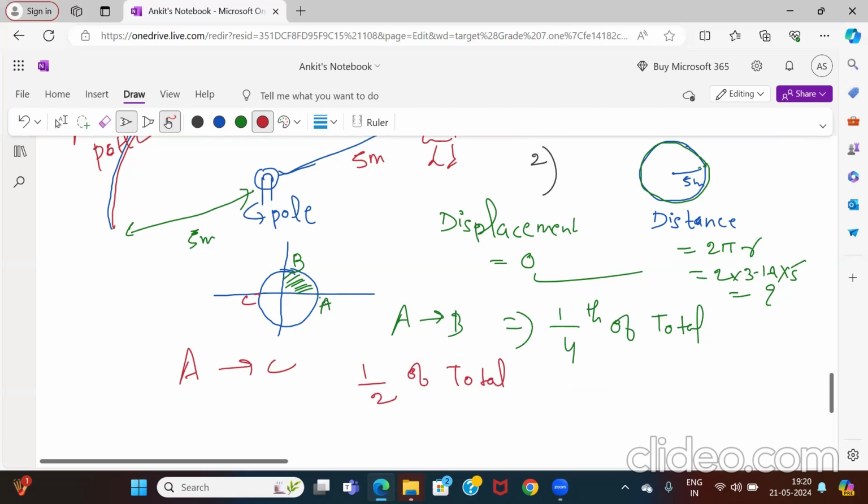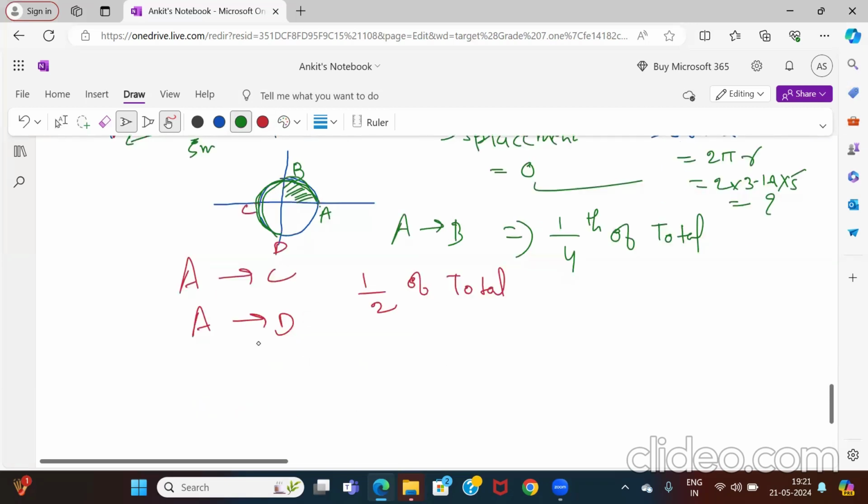Clear? Yes, sir. If I ask from A to D, like this, then it is half plus 1/4. How much is this? 3/4. Yes, you can add also. A to D means half you run, then you run 3 by 4 of total. Not 3/4, it is 1/4. How much is it? 3 by 4 of total.